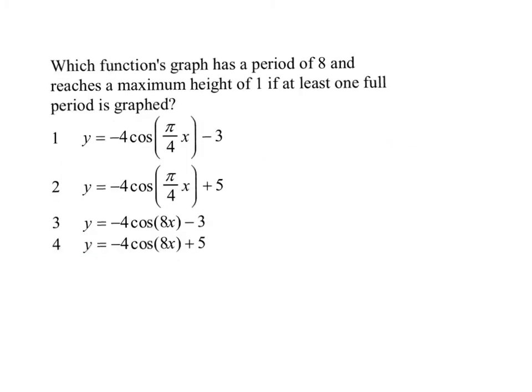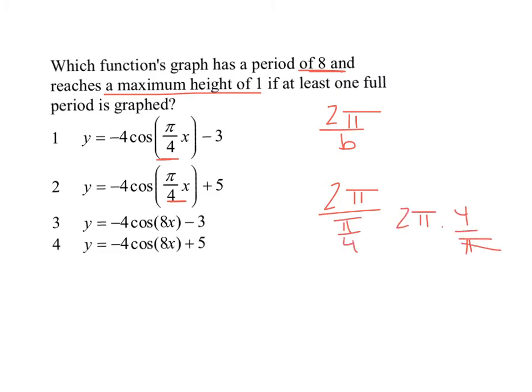This one says, which function's graph has a period of 8 and reaches a maximum height of 1 if at least one full period is graphed? So first off, I want to find which one has a period of 8. Remember, 2 pi over B. These both have the same B value, so I'm going to see if they satisfy a period of 8. So I'll keep, change, and flip. These will cancel and we'll get 8. So these are good options.